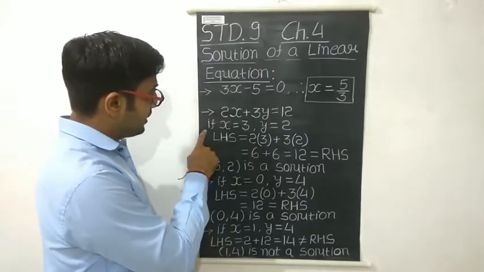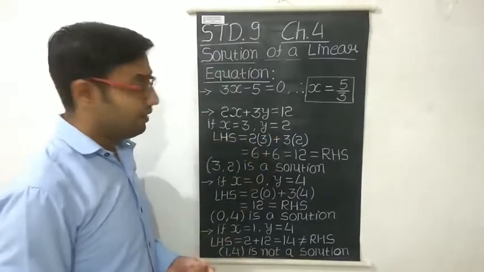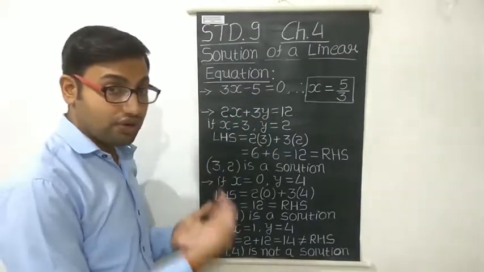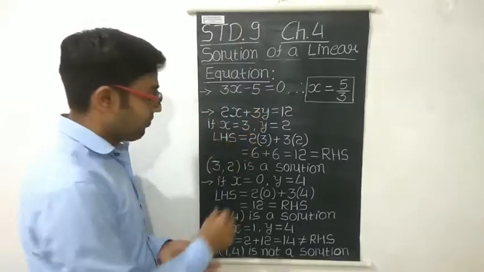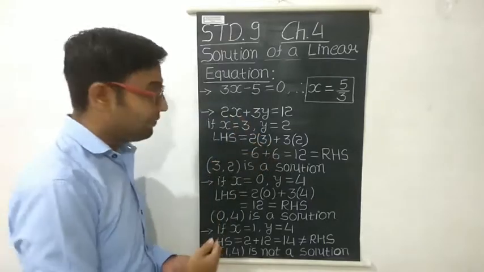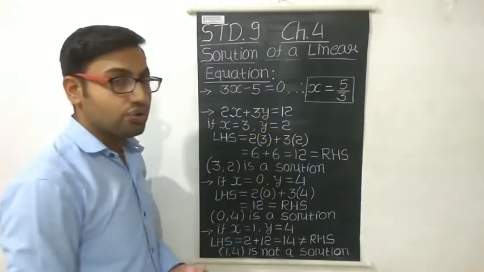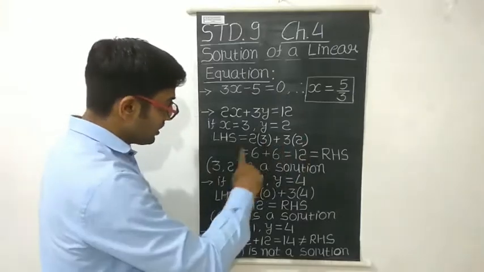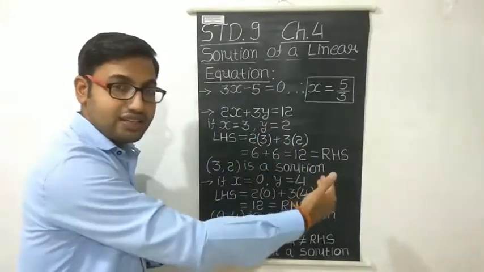First of all, let us take x is equal to 3 and y is equal to 2. What will happen if we put x is equal to 3 and y is equal to 2 here? See, we are currently considering the left hand side. There is a 2, and instead of x we put 3. 3 is as it is. Instead of y we put 2. Then 2 times 3 is 6, and 3 times 2 is also 6. So 6 plus 6 is equal to 12, and that is the right hand side value.